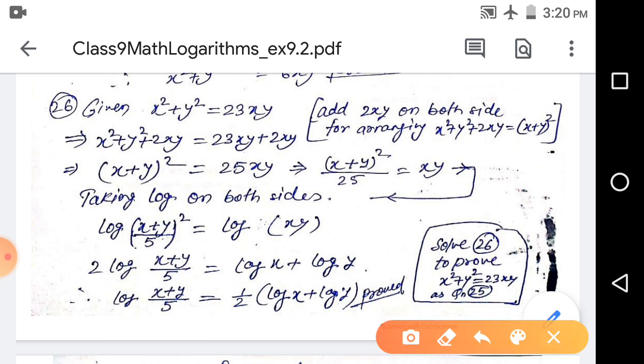Now the instruction given by me is to solve question number 29, to prove this, x square plus y square is equal to 23xy as in question 25. So basically I want to tell you that I have asked here to start with this condition, and finally get this condition. This is what we have to do for question number 26.